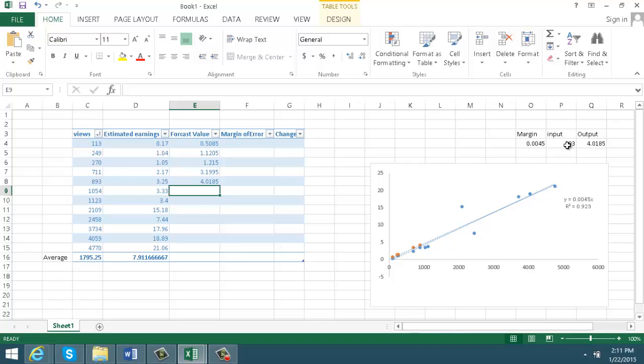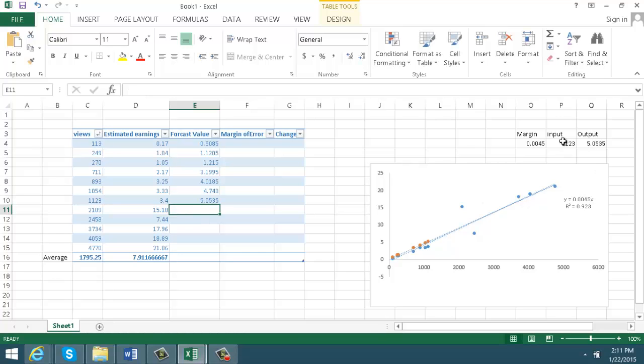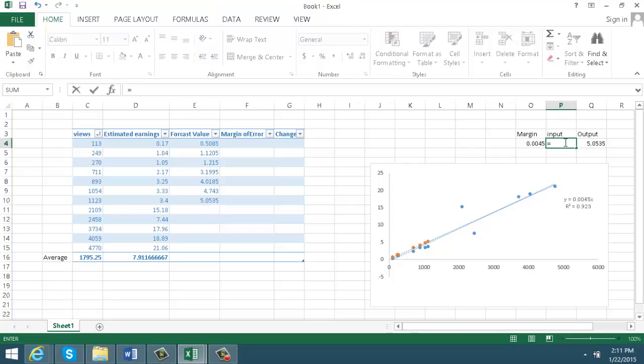Let's put 1,000. We get 4.743. Let's put in the next number here. The number is 5.0535. Let's do the same here, equal to this number. The number is 9.4905.